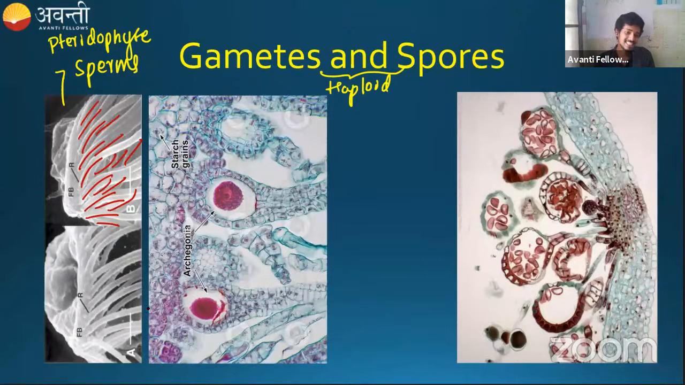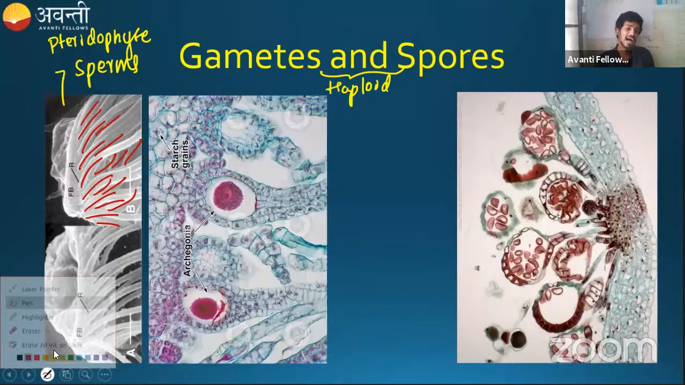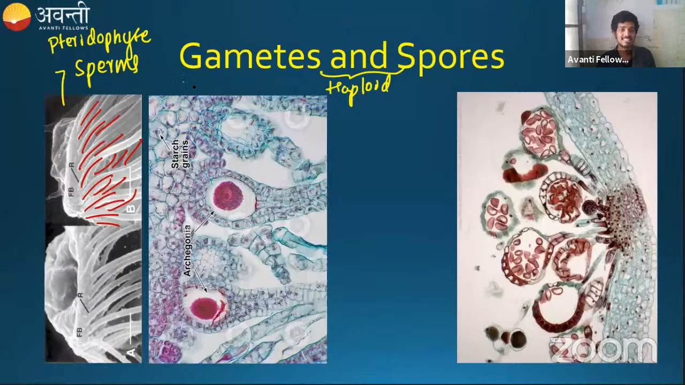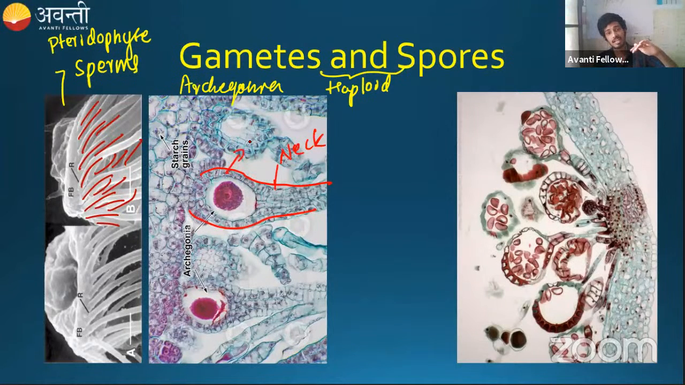What you can see here are the sperms, and here you can see the archegonia of the same pteridophyte gametophyte. You can observe the archegonia, as we told you, cup-like with the neck cells. This is the neck cells, and this is the outer jacket, you can say, the outer layers.